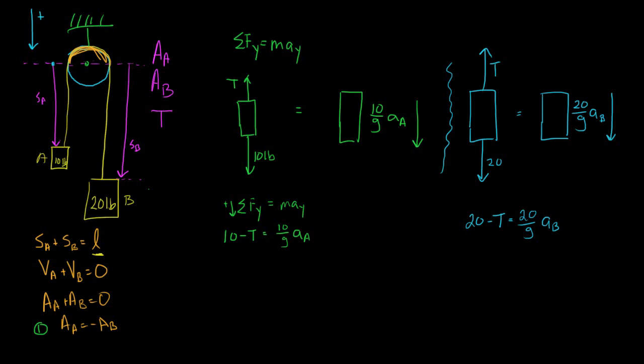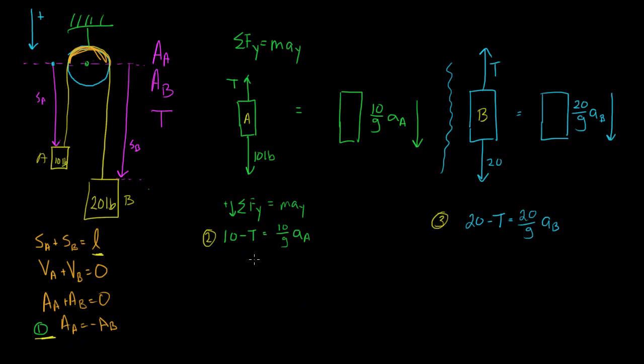And these are the three equations we want to use. We want to use this first equation that relates our two accelerations, this second equation, which is the sum of the forces in the y for block A, and this third equation, which is the sum of the forces in the y for block B. And if you notice, we have three equations and three unknowns, so we should be able to solve for all of our variables. And in fact we can.